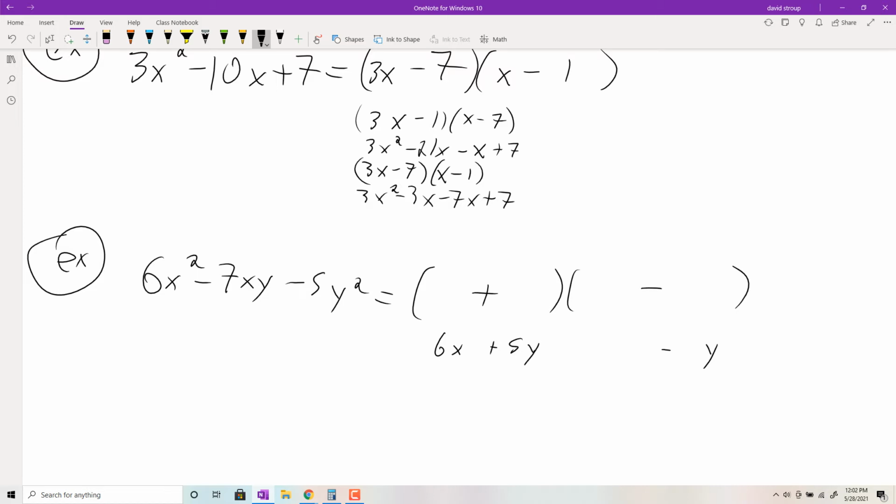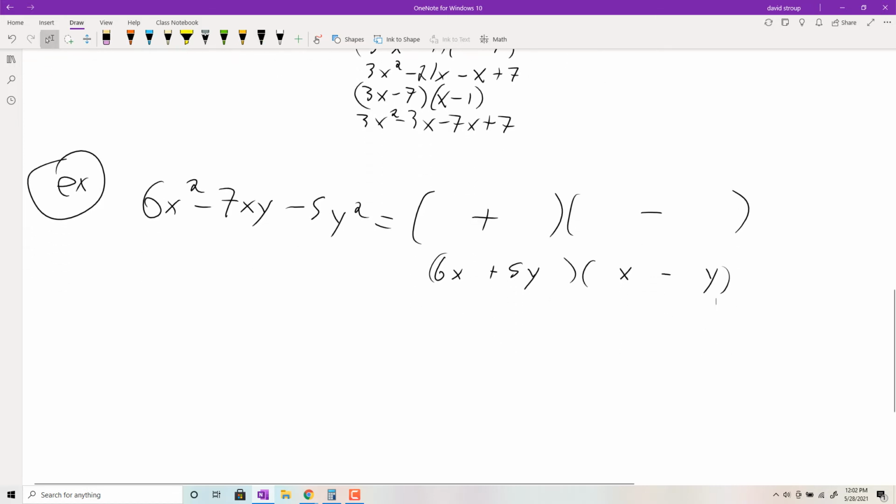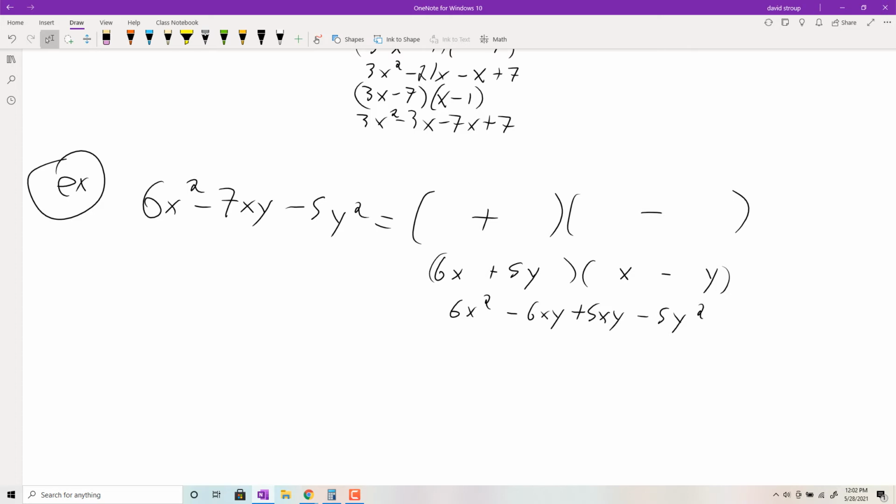So 6x and then 1x. FOIL it out and see what it is. 6x squared first, the outer, minus 6xy, the inner, plus 5xy, and then last, minus 5y squared. Okay, so that's not going to work. That'd be negative 1xy in the middle, and we need negative 7xy. So we'll swap them. Put x plus 5y, and then 6x minus y.